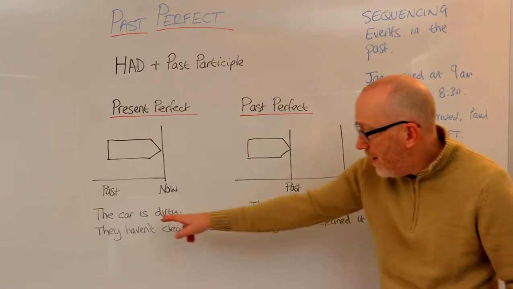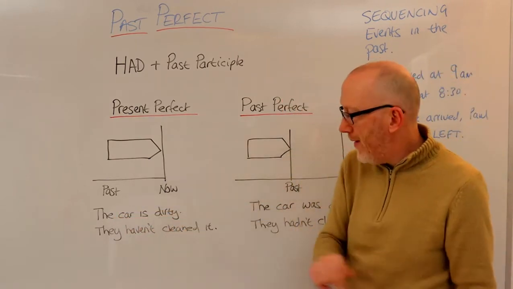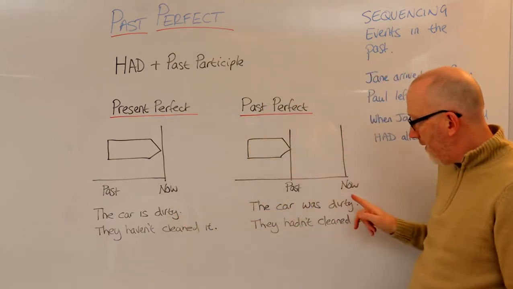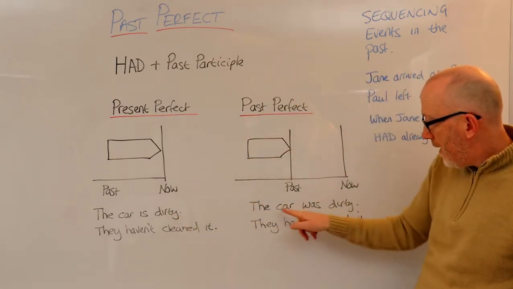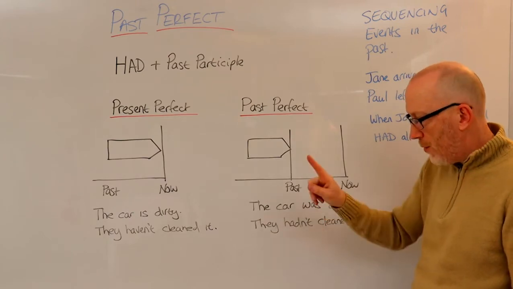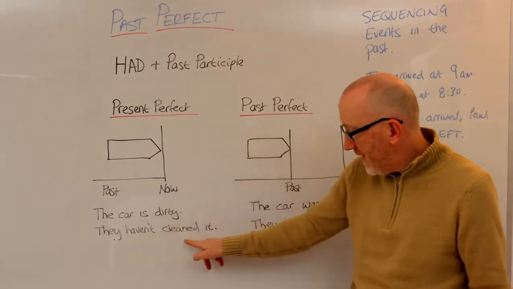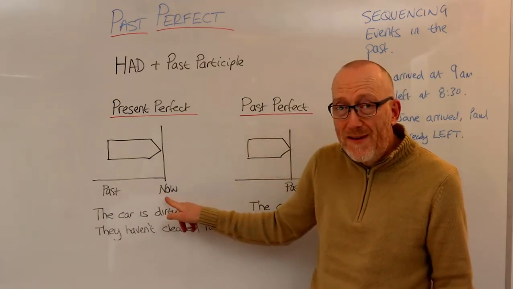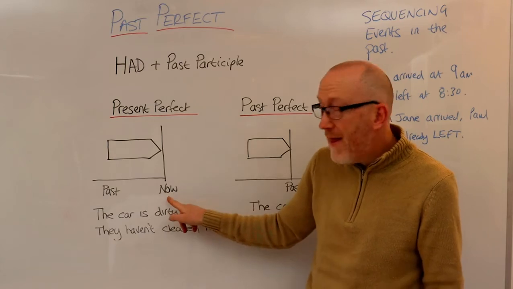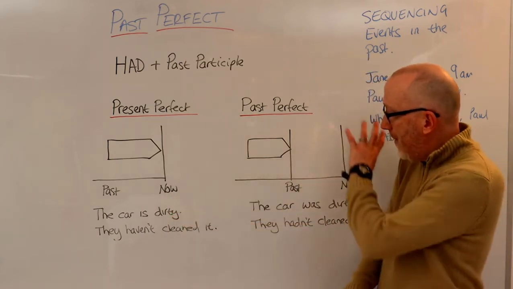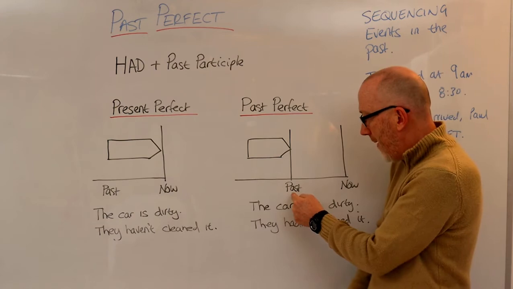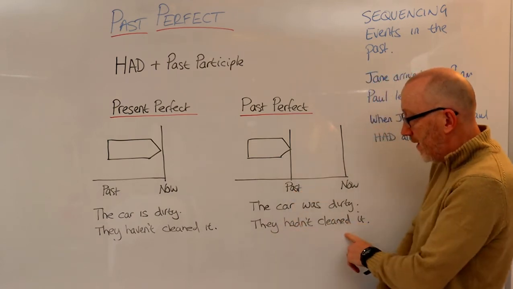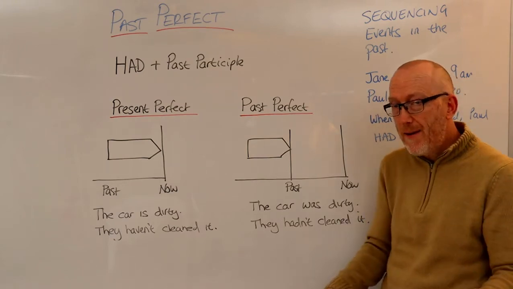So, for example, the car is dirty, simple present, because we're referring to the current situation. Whereas in the past perfect, the car was dirty. Okay? They haven't cleaned it from the past to the present time when we're speaking in the present perfect. They haven't cleaned it. But in the past perfect, we're talking about this point in time in the past. They hadn't cleaned it. Okay?